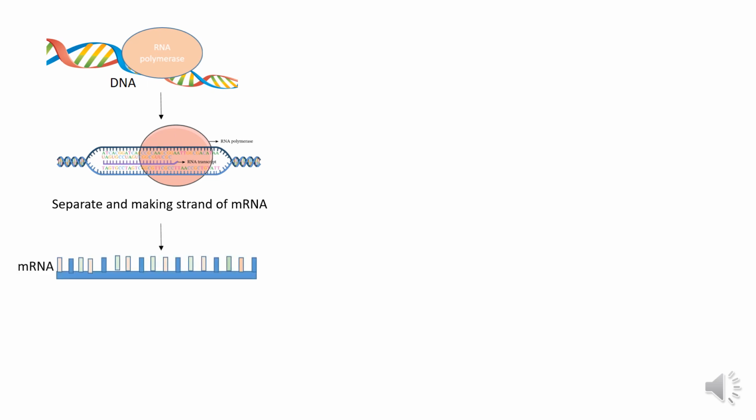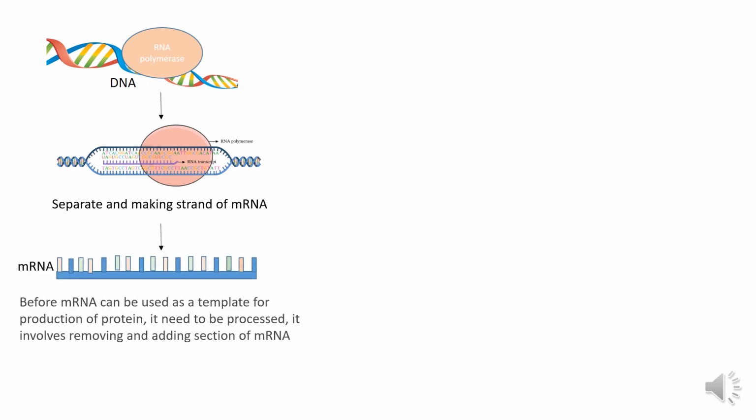Ideally, RNA polymerase binds with the DNA, which separates, and it makes a strand of mRNA. Once the mRNA strand is formed, before it can be used as a template for the production of protein, it needs to be processed, which involves removing and adding sections of the mRNA. Once the mRNA is formed, it moves out of the nucleus to the cytoplasm, and this step is called transcription.